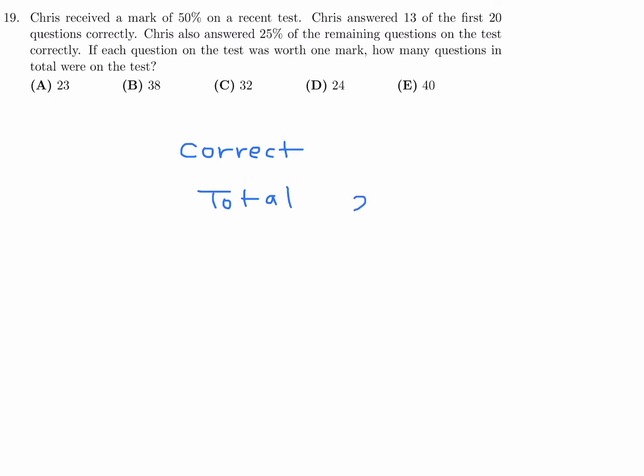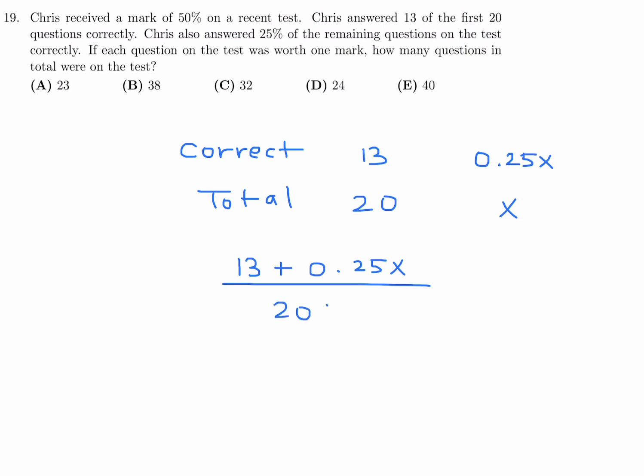In the first 20, he scores 13 correct. Then in the next x questions, he gets 25% of them correct, so 0.25x. When you add it all up, 13 plus 0.25x is the total correct, over the total questions, which is 20 plus x. They're saying this overall average is 50%, so that's 1 over 2.